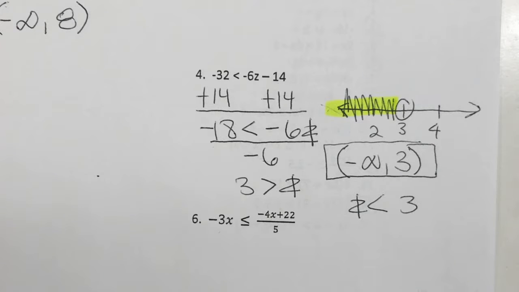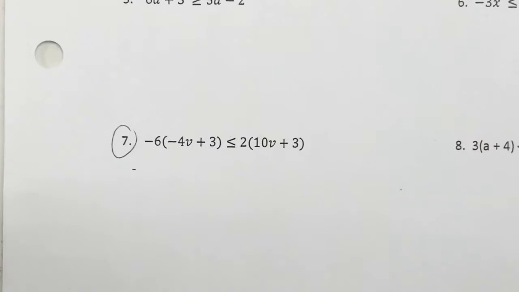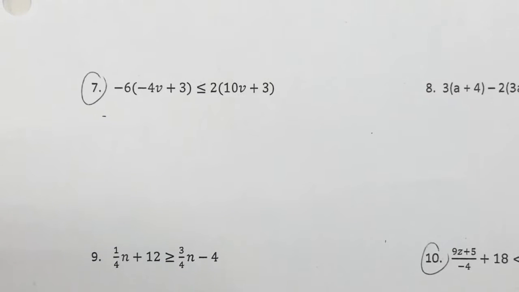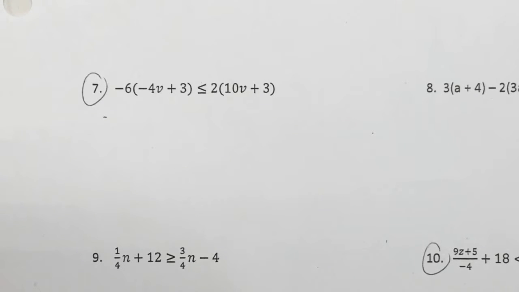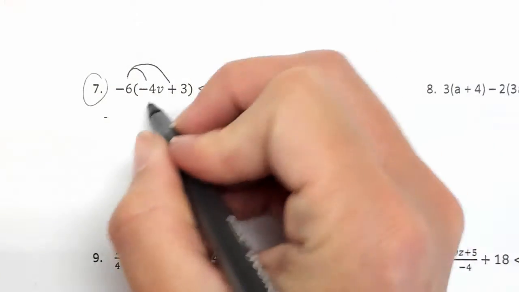Alright, let's do, y'all pick 2 more. 7 and what? 10? Okay. Starting with 7, Catherine, what do I do first on number 7? You distribute the outside. Yep. Alright, so tell me what that's going to be, this side.